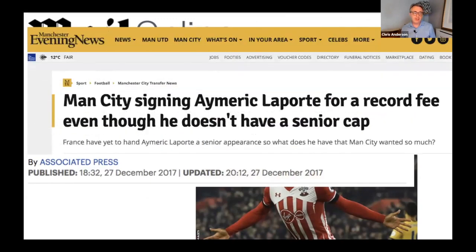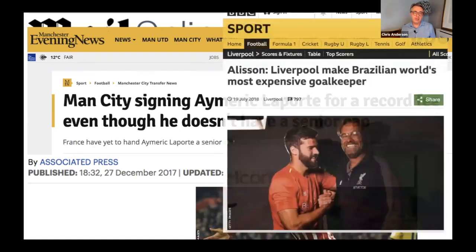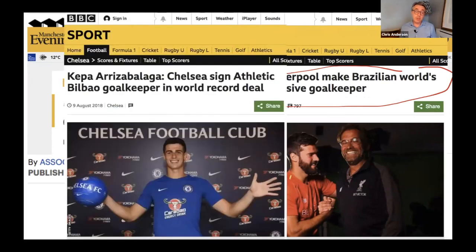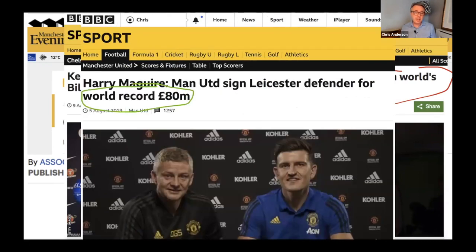Manchester City signed a defender for a record fee at the end of 2017. Who else keeps goals out? Obviously, goalkeepers. Liverpool made Brazil's Alisson the most expensive goalkeeper in the world. And of course, Chelsea signed Athletic Bilbao's goalkeeper in a world record deal as well. All of a sudden, these top clubs, these really sophisticated clubs, started spending money on defenders.